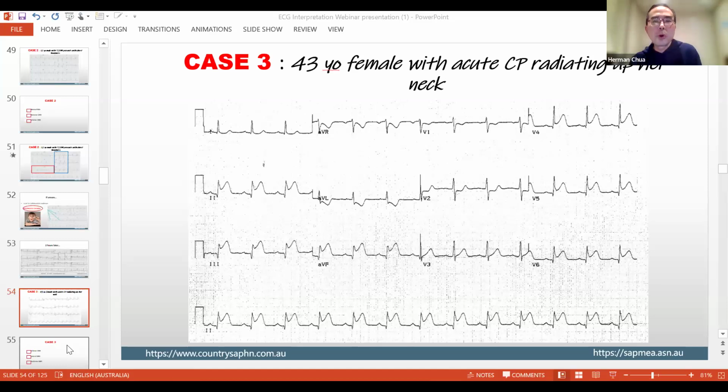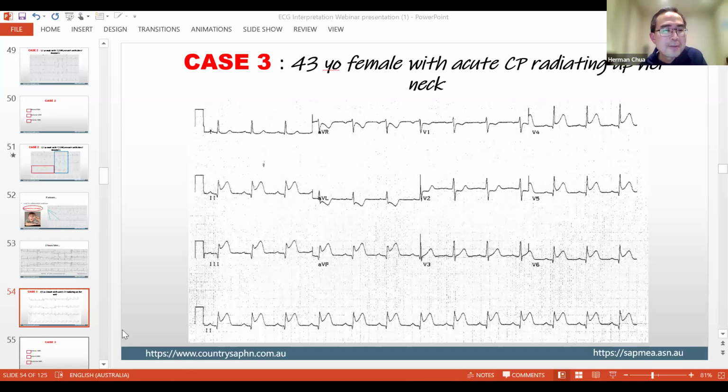Okay, most people, we'll end the poll there. Most people have said it's inferior, and you're correct. But it is also a lateral, and it is also a posterior. So all those three answers are actually correct.